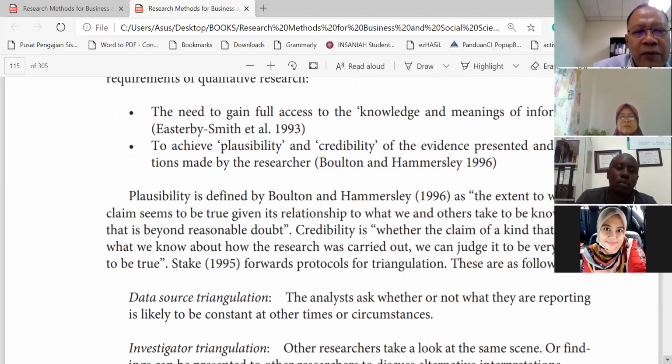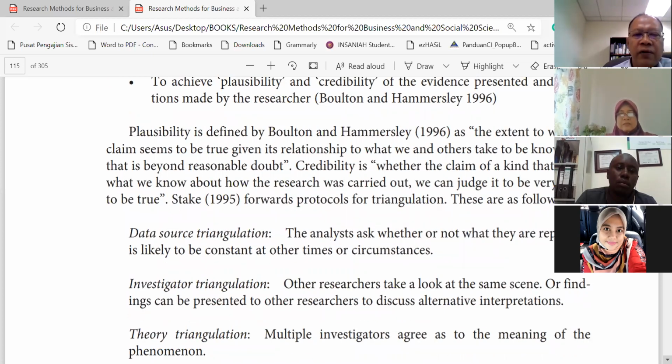That is the definition of plausibility. Credibility is whether the claim is of a kind that, given what we know about how the research was carried out, we can judge it to be very likely to be true. So those are the two requirements of triangulation.